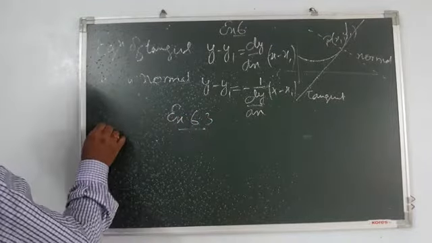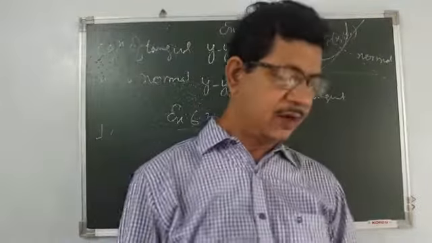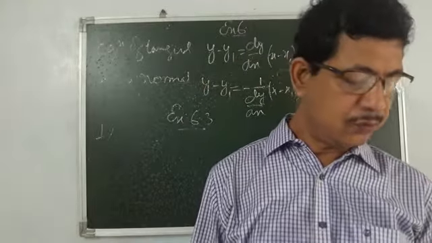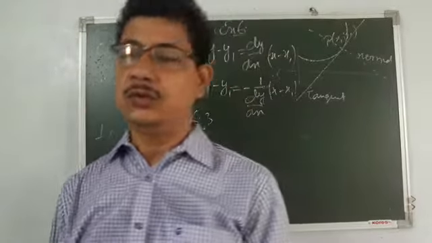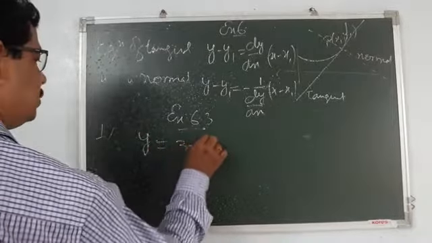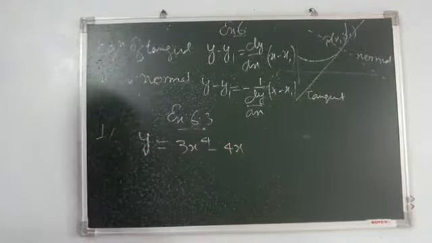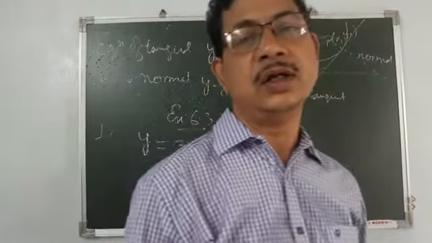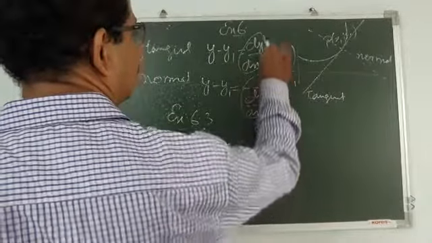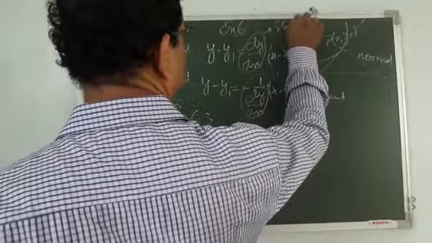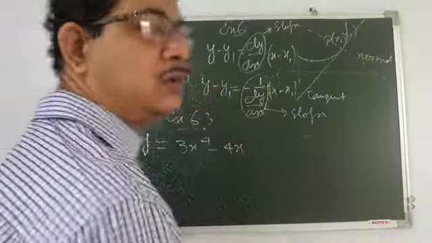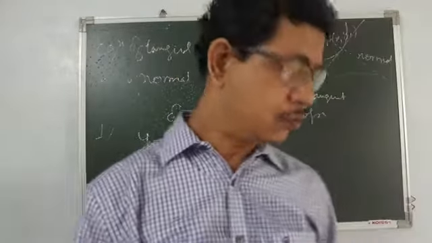Now, the first sum we are going to do. Here they have said, find the slope of the tangent to the curve y equals 3x to the power 4 minus 4x at x equal to 4. And what they said, slope of the tangent you have to find. In this equation, dy/dx is the slope of the tangent, and minus 1 by dy/dx is the slope of the normal.